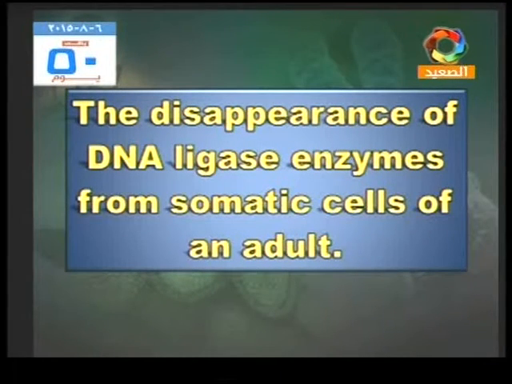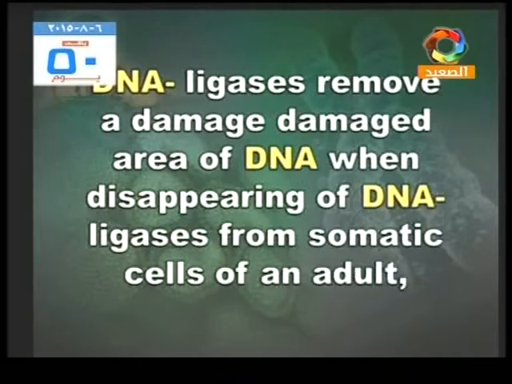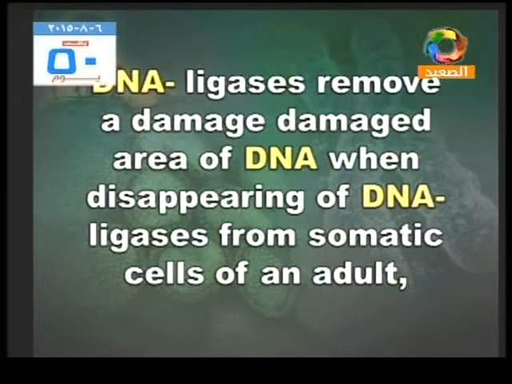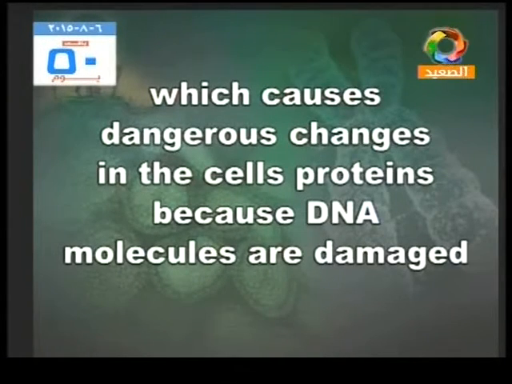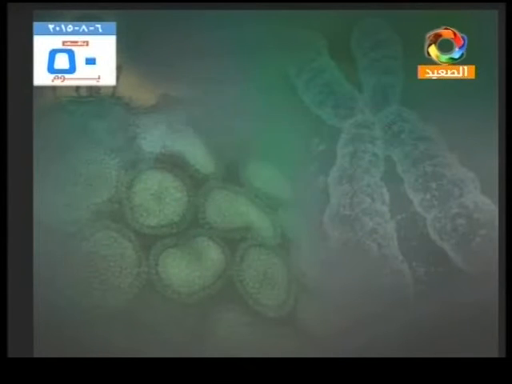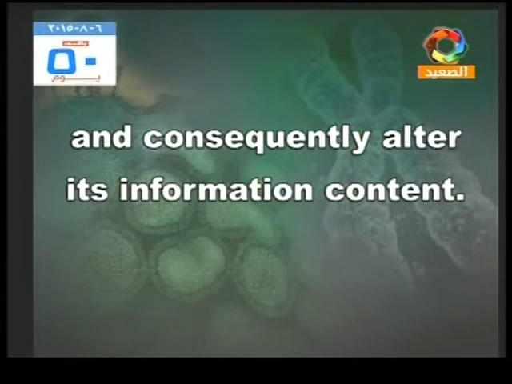Number 3, the disappearance of DNA ligase enzyme from somatic cells of an adult. DNA ligase repairs damaged areas of DNA, so when DNA ligase disappears from somatic cells of an adult, it causes dangerous changes in the cell's proteins because DNA molecules are damaged and consequently their information content is altered.